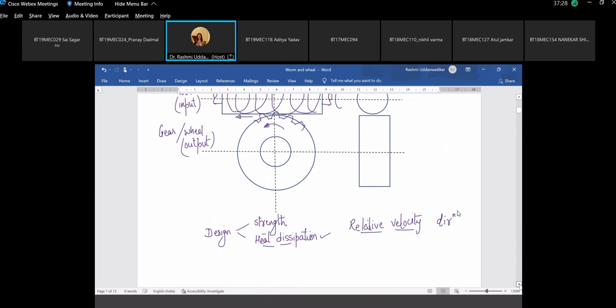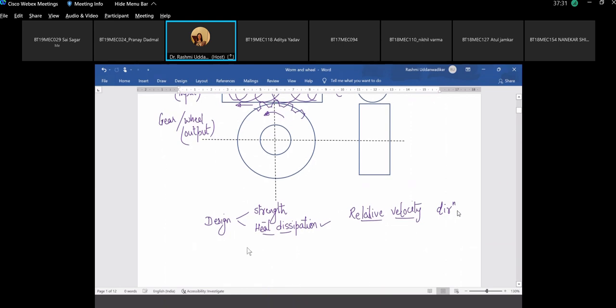And to reduce this heat dissipation, we have to take care of the friction between these two materials, or the friction between the components. And to reduce this frictional force, the worm wheel is made out of a material with very low coefficient of friction, and it is always made out of phosphor bronze. You don't have to worry about the material selection. We'll always go with phosphor bronze.